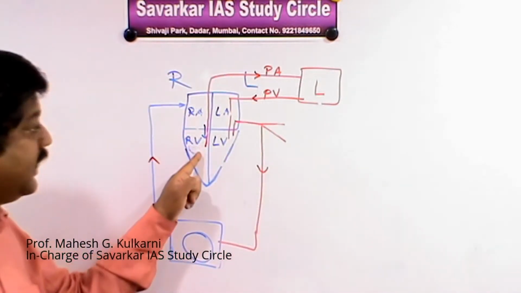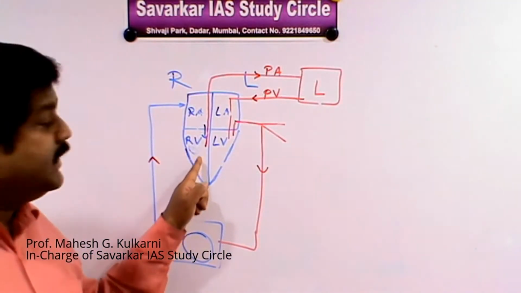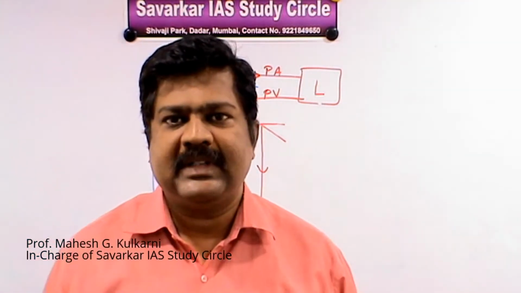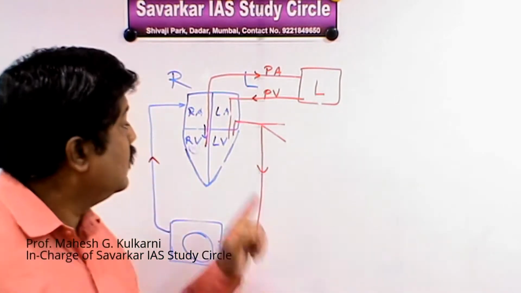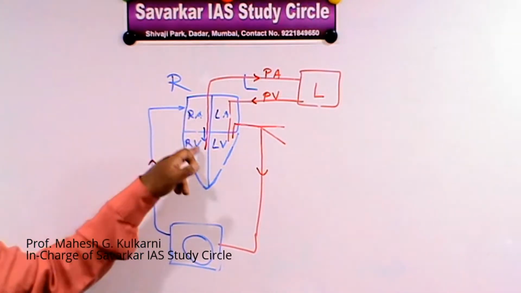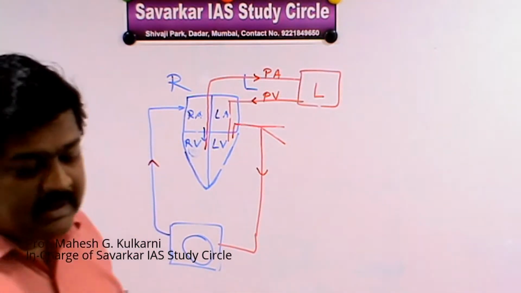What is the role of a valve? A valve allows flow in one direction. Reverse direction flow is not allowed. From auricle to ventricle, again the same thing is there. Semi-lunar valves are there. Lunar means moon, semi means half. So they have a half-moon shaped structure, so they are called semi-lunar. Right auricle to right ventricle is guarded by valves.